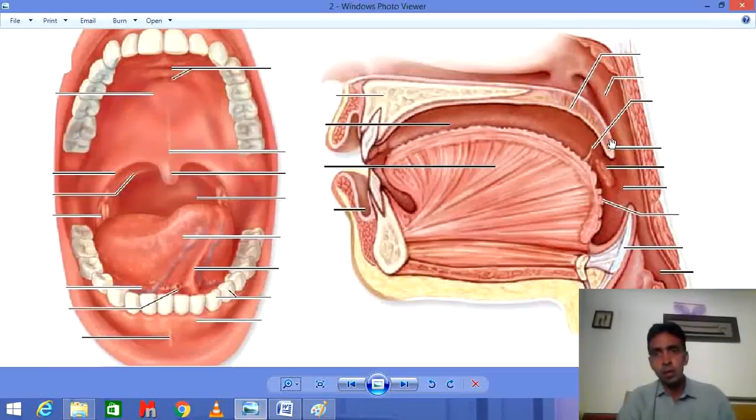And then after the soft palate, this structure is called the uvula. I'm going to explain its function later.